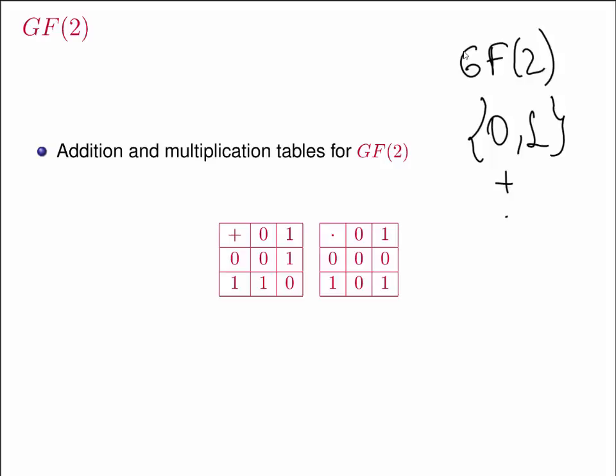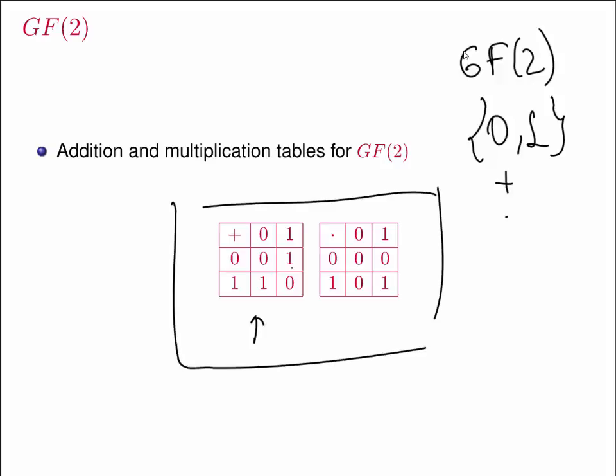So addition will be more like XOR operation, which is modulo 2, so 0 plus 0 is 0, 0 plus 1 is 1, and so forth, 1 plus 1 is 0, and multiplication will be traditional multiplication. So this is the first basic field.